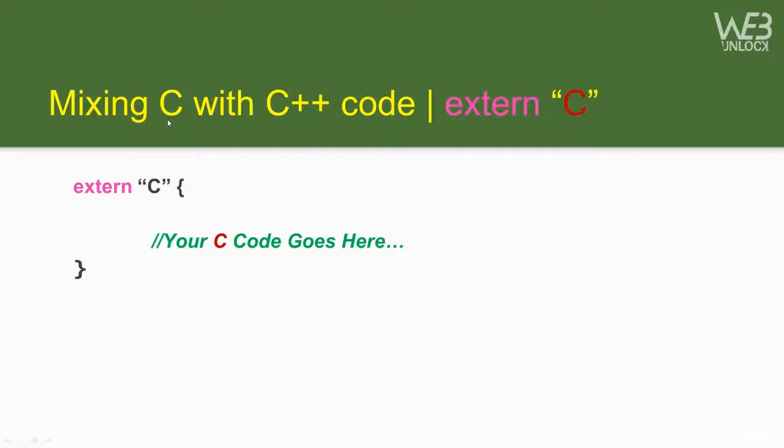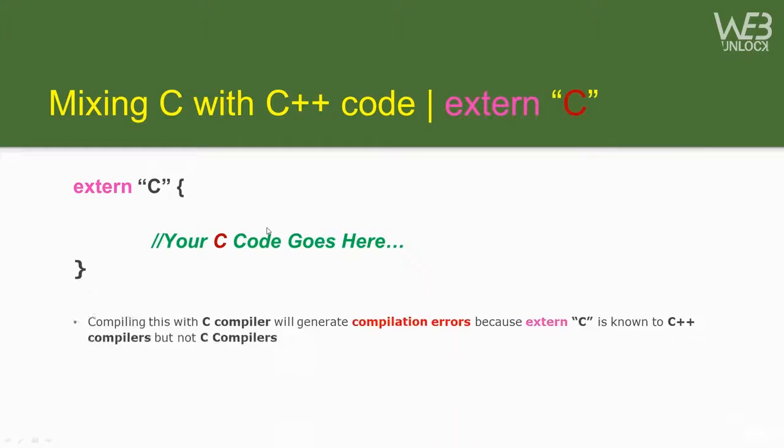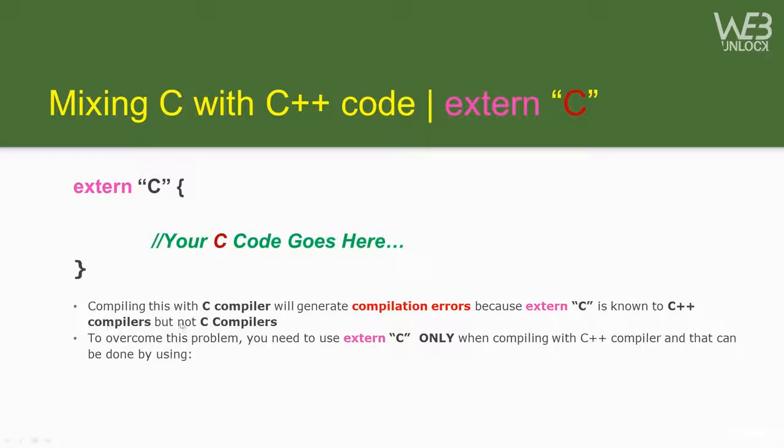Okay, then how do we make our code compile for both C and C++ compilers? So like I said, compiling this with a C compiler will generate compilation errors because extern-C is only known to C++ compilers but not C compilers. To overcome this problem, you need to use the extern-C only when compiling with C++ compilers. And to do that, you would need to use the preprocessor #ifdef so that it helps you surround it only when you're using a C++ compiler. So if you say #ifdef __cplusplus around this code, then that means only if it's inside the C++ compiler, we're going to use the extern-C.